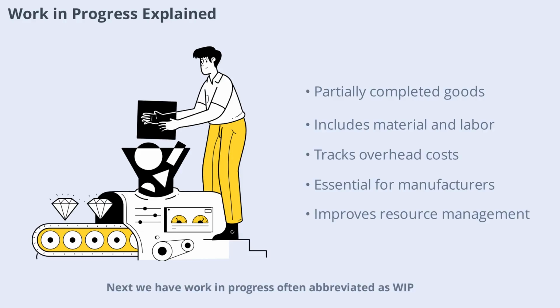Next, we have work in progress, often abbreviated as WIP. This category includes goods that are partially completed and still moving through the production process. Costs such as materials, labor, and overhead are accumulated as these items progress toward completion. For example, a car on the assembly line or a half-sewn garment in a factory would be considered work in progress. Tracking WIP is essential for manufacturers to understand their production costs and manage resources efficiently.